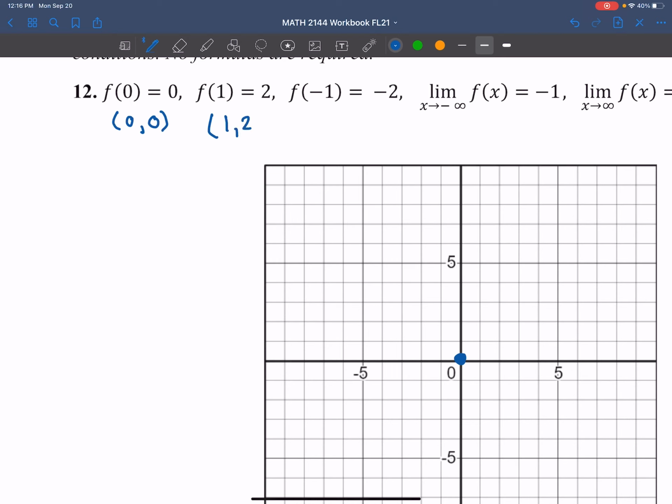This is saying 1, 2 is on the graph. So let's put that right there. And this point is telling us that negative 1, negative 2 is on the graph. So whatever graph I draw, these points need to be on it. What is this telling me right here, though? When I consider the limit as x approaches negative infinity of f of x is equal to negative 1, what is that telling me about the graph? It has a, Emma?